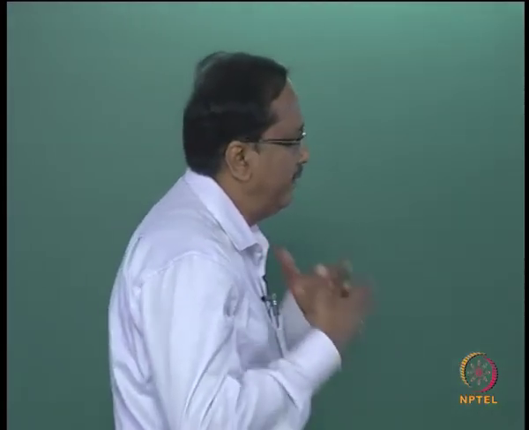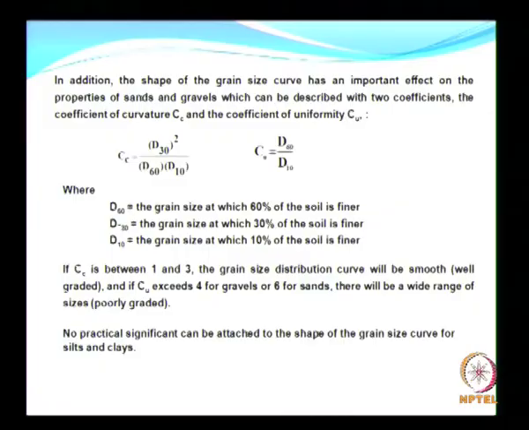When I say we have a particular sample, the sand of Marina Beach, suppose the coefficient of curvature for Marina Beach sand is between 1 and 3, that means the sand near Marina Beach is well graded, and the distribution curve is quite smooth.